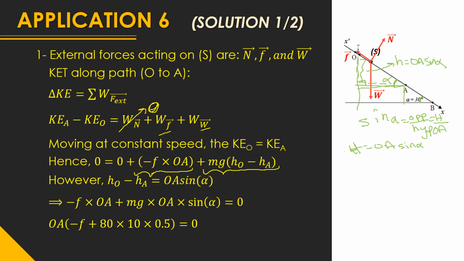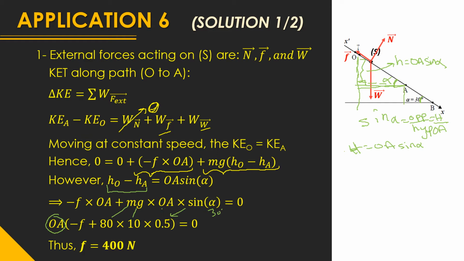Thus we replace height O minus height A by OA sine alpha in the equation. In a simple step, I've taken OA as a common factor here. We're left with minus F plus 80, the mass, times g equals 10. OA is taken common, and sine alpha is sine 30, which is half. By simple calculations, F is going to be 400. So that seals the first part.